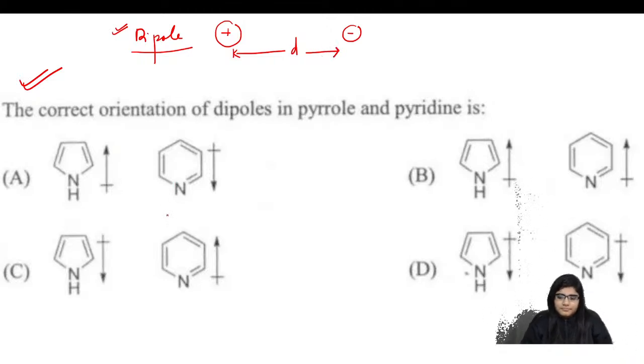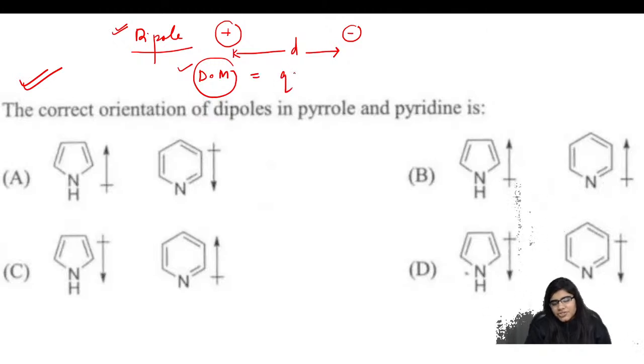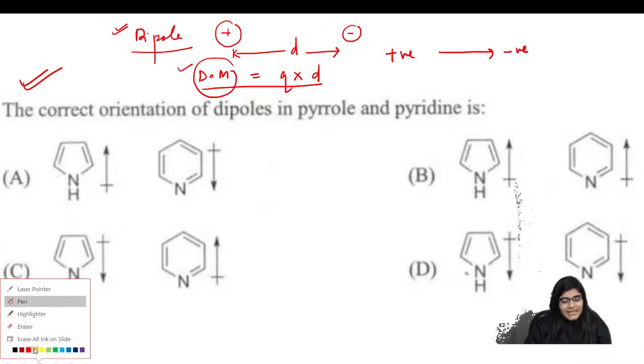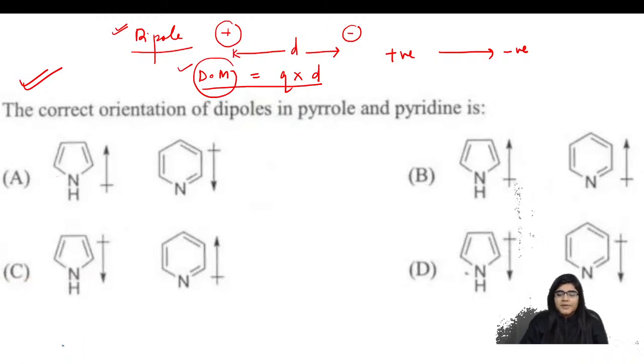So how do we write the dipole moment? It is nothing but charge into distance, and the direction of the dipole is from positive to negative. This is what is known as a dipole, and this is going to be your pyrrole and this is going to be your pyridine. Let's see how we are going to solve this particular question.